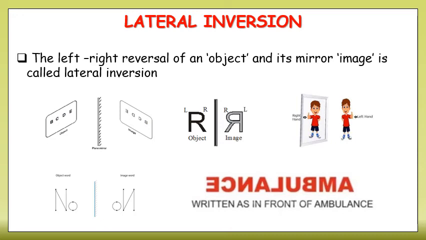Now, the property of lateral inversion is also used in writing the word ambulance on vehicles that carry patients to hospitals. This is done so that the driver in other vehicles ahead of the ambulance can easily spot the word ambulance clearly in their rear view mirror and can immediately give it the way. Okay.